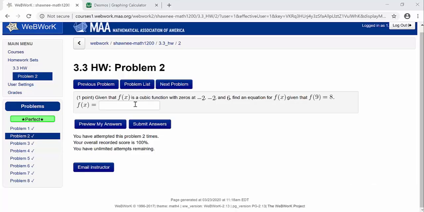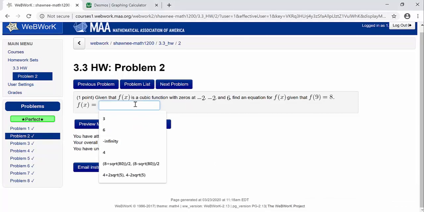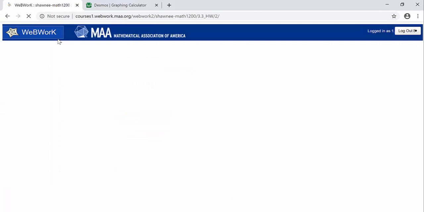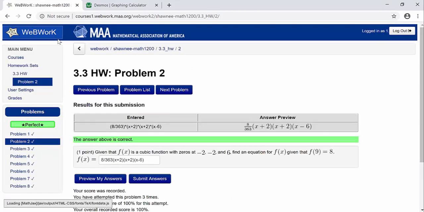Alright, so back in WeBWorK, I'm going to enter my answer as 8 over 363. And then put the factors x plus 2, x plus 2, x minus 6. And I could have done x plus 2, the quantity squared, because I had the same 0, and we got it correct. Okay, now let's move on to problem number 3.